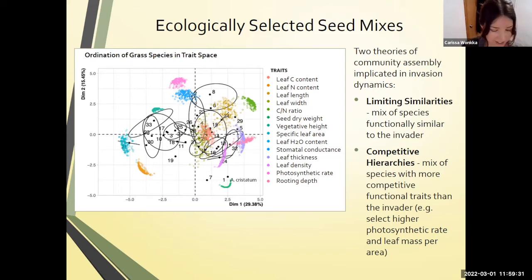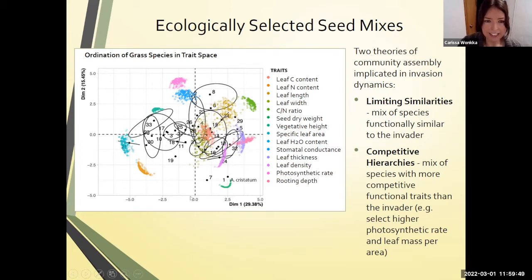So sideoats grama, Leptochloa fusca, which is wrangletop, thickspike wheatgrass, and tumblegrass ended up being the ones that were very close to crested wheatgrass. And then for competitive hierarchies, we picked species that came out really high in this.